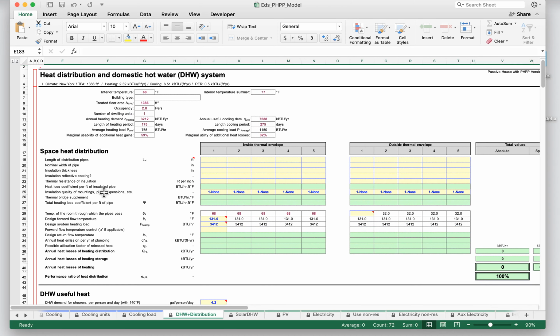Remember, of course, though, the only place we are asked to input any information are the yellow cells. There's not very many of those. Mostly here we've got a lot of calculation and results. There's not a ton of places where we're asked to input a lot of data.